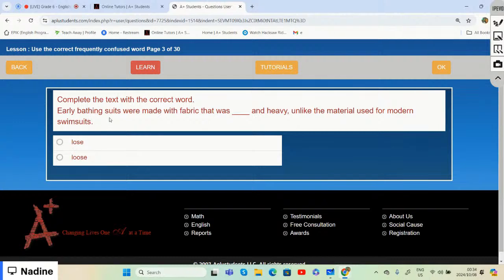So now it says early bathing suits were made with fabrics that were, do we say, lose or loose and heavy, unlike the material used for modern swimsuits. So which one is correct? Option one, to show that something is misplaced, it is lost, or option two, to show that something is not tight? Which one is correct? Option one or option two? Something that is not tight.